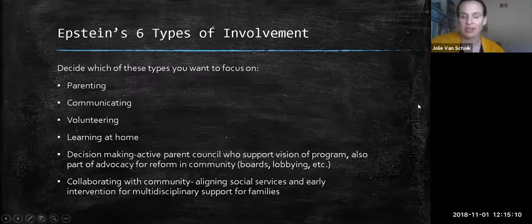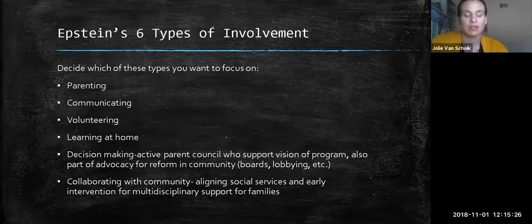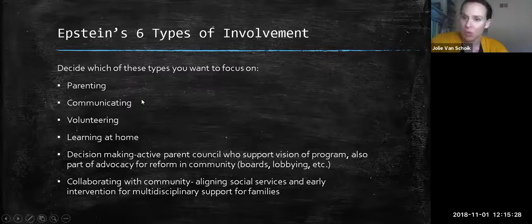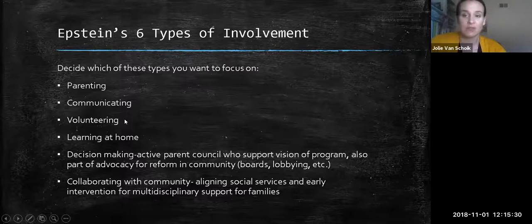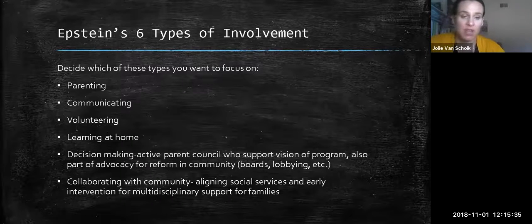So she has 6 types of involvement within programs: parenting, communicating, volunteering, learning at home, decision-making, and collaborating with the community. So what do you want to focus on? You probably can't do all 6, but what is an important part of your program? Is it communicating well with your parents? Is it increasing volunteering in the classroom, or is it having your staff volunteer out in the community? Is it giving parents ways that they can learn and support learning at home? So taking home make and takes or parent education.